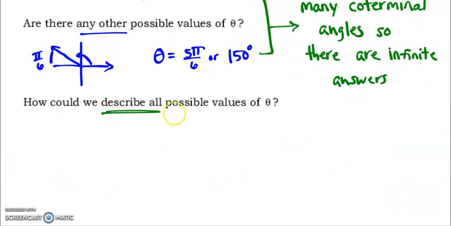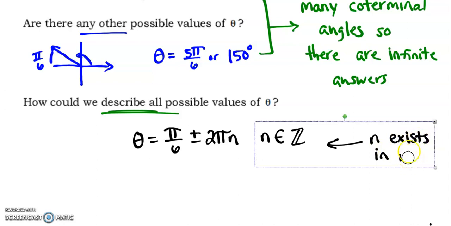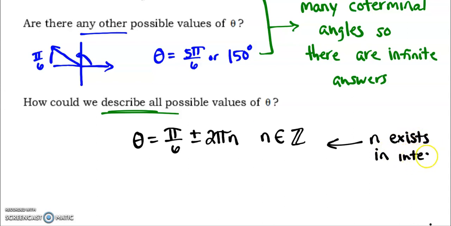And how would we describe that? Well, we're going to use a little bit of math notation here. So we could say that theta is pi/6, and then being coterminal means you're going to add or subtract 2 pi. You could do that a ton of times. So we could have that be times n, where n exists in what's called the integers. Okay, so n exists in the integers. If you've forgotten what the integers are, that's all the whole numbers, positive and negative.